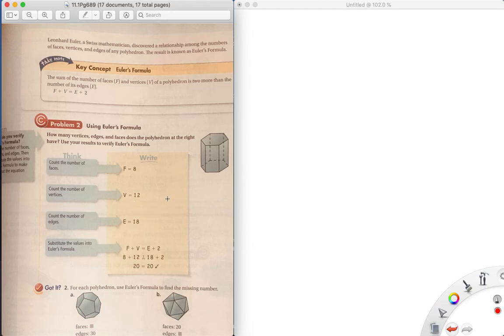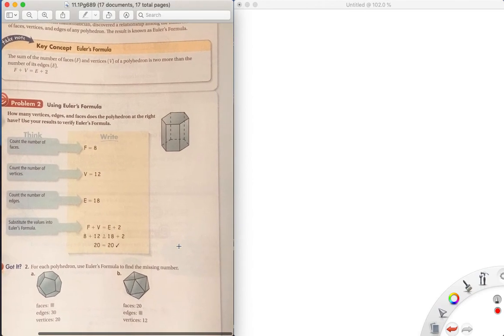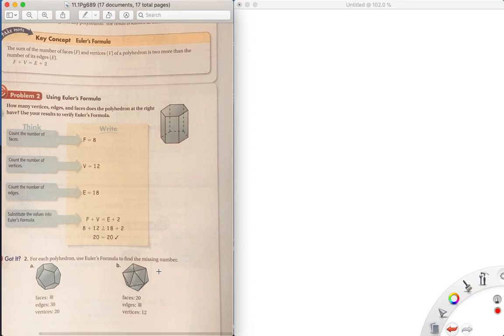So here we have a hexagonal prism, which is also a polyhedron. They give us that we have 8 faces, 12 vertices, and 18 edges. So if you count these, and if you're not confident in your answer, you can plug it into Euler's formula, and you can check to see if you're correct. So you don't necessarily have to count, or if you do count, you can double check yourself.